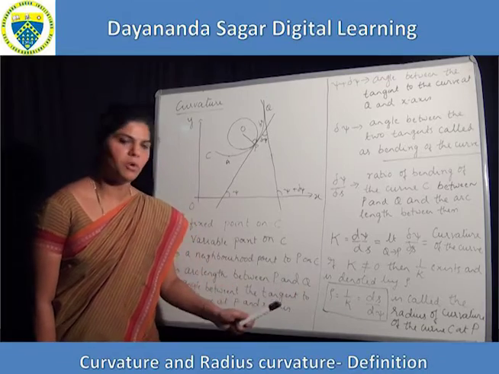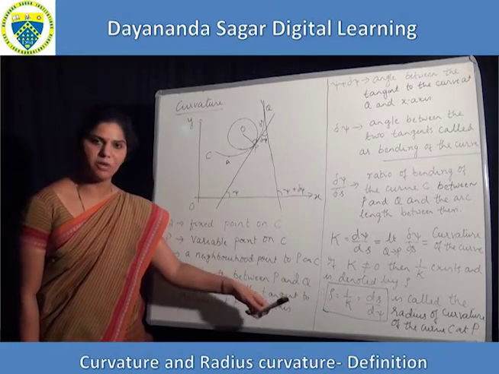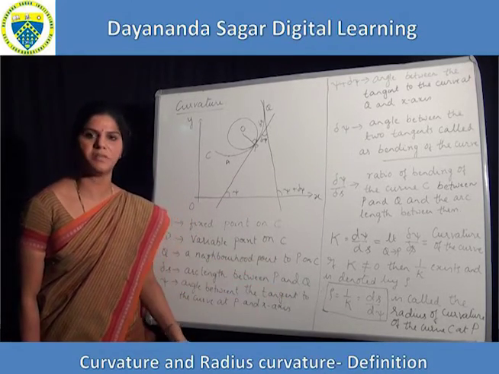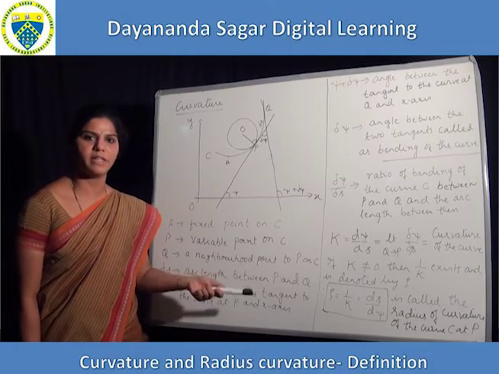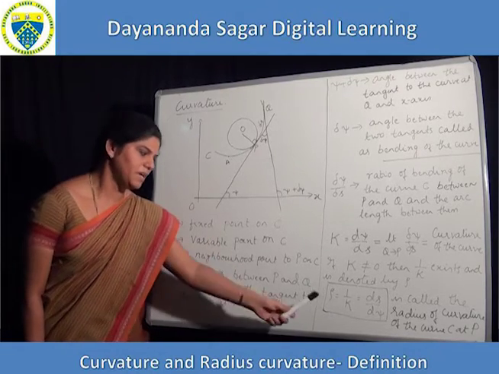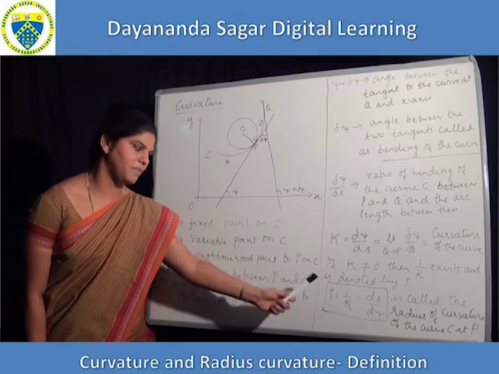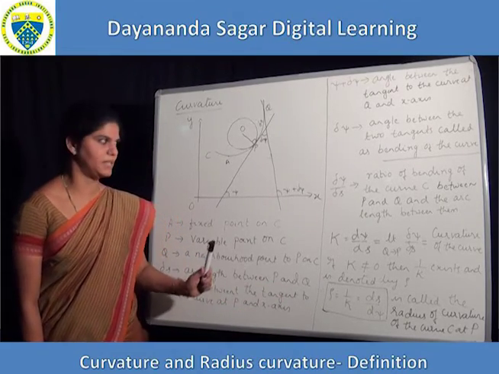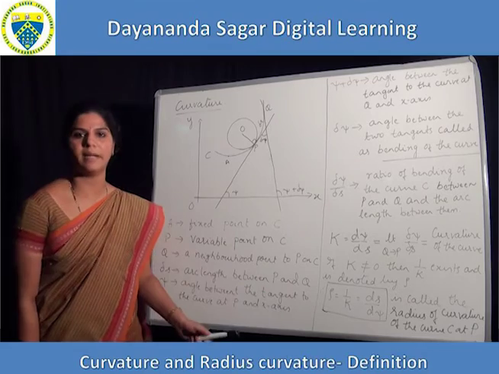Now the sign of rho or K, that is the sign of the curvature or the radius of curvature, determines the convexity or the concavity of the curve. But usually in the problems we take the curvature or the radius of curvature to be positive. Now what does this geometrically mean?